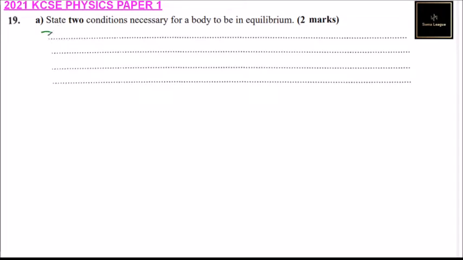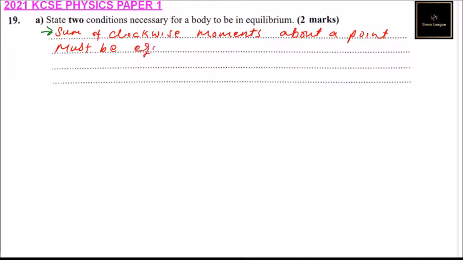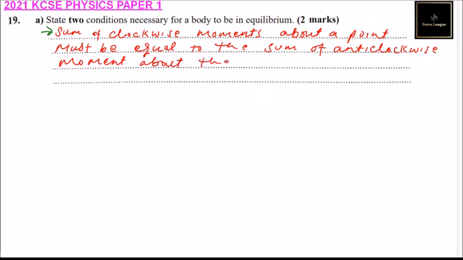So one condition is the sum of clockwise moments about a point must be equal to the sum of anti-clockwise moments about the same point. So that is one condition.